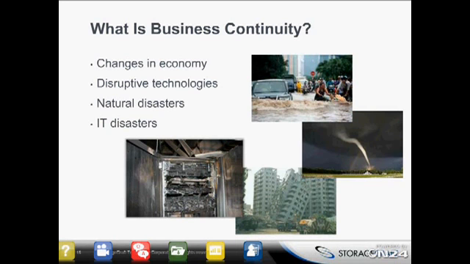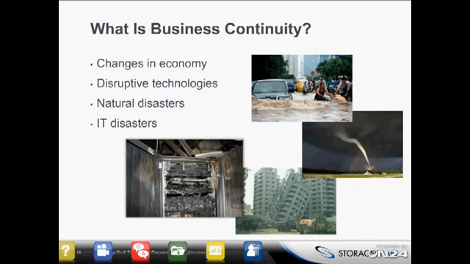Basically, as far as this business goes, there are a lot of things that can affect their business continuity. There are obviously changes in the economy. If you have problems with a recession or unemployment, these things could all affect the business. Then there are disruptive technologies. If this is a small business, things like virtualization might be a disruptive technology.